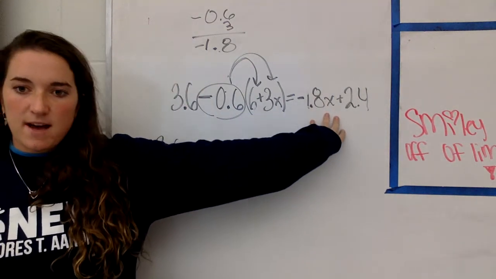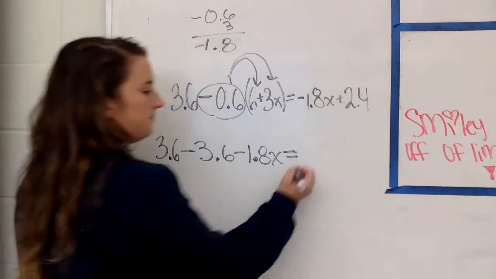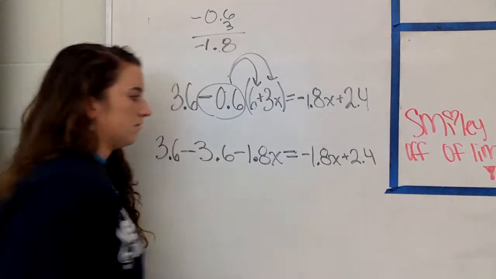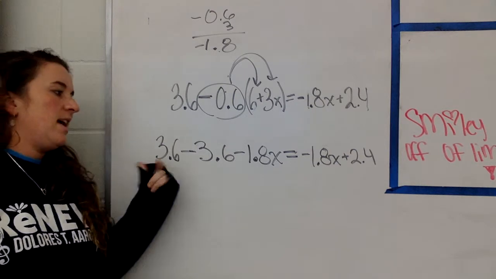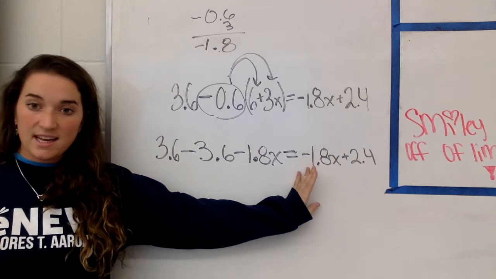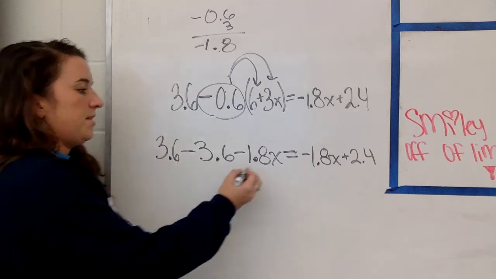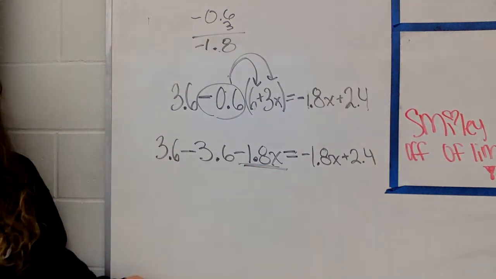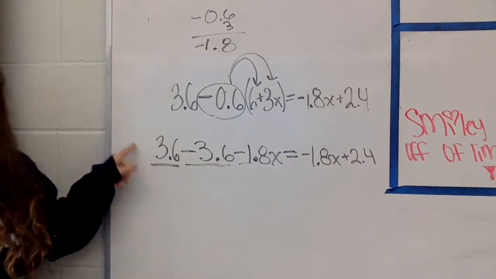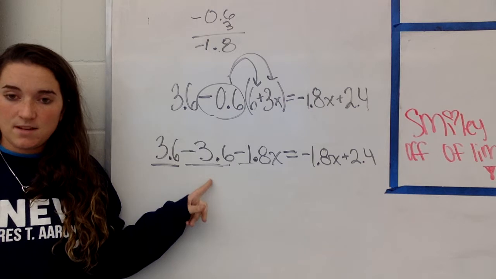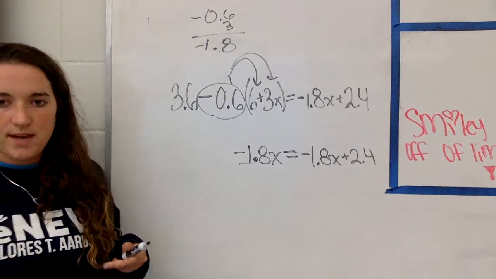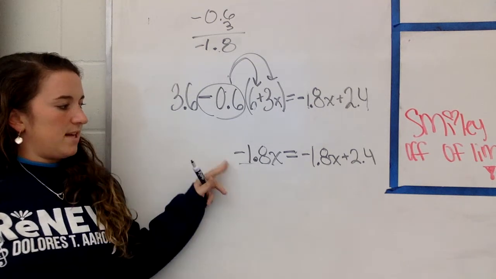Is there anything I can simplify on my right side of the equation? No. All right, now looking back at this side of the equation, what can I simplify even further? I can combine my like terms. Do I have any like terms with my x? No, but I do have two constant like terms. So I have 3 6/10 minus 3 6/10. What's 3 6/10 minus 3 6/10? It's 0, so it cancels each other out. So now I'm just left with this.